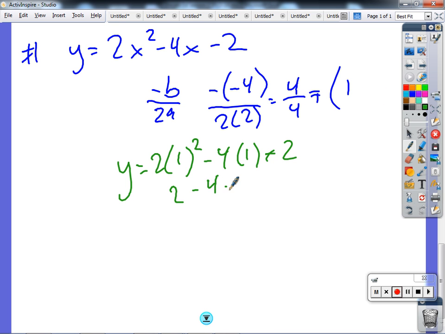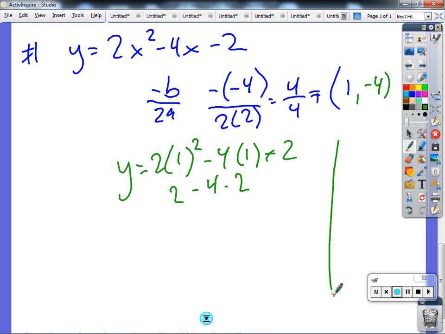Okay, so that's negative 4, minus 2. I apologize for that, thanks for my correction there. 2 minus 4 is negative 2. Negative 2 minus 2 is negative 4. Better. You okay now? We all good?